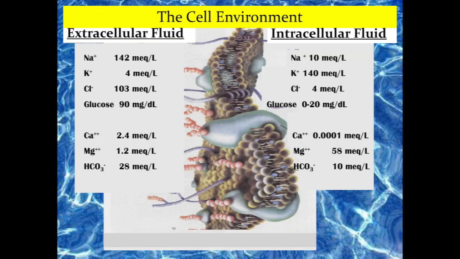I want you to notice the cell environment. Notice that there's extracellular fluid and intracellular fluid, and that if we looked at the ion content on the outside and on the inside of the cell, they are completely different. Sodium is 142 milliequivalents on average outside the cell and only 10 milliequivalents inside the cell. You can look at all the other molecules there to see how different they are.